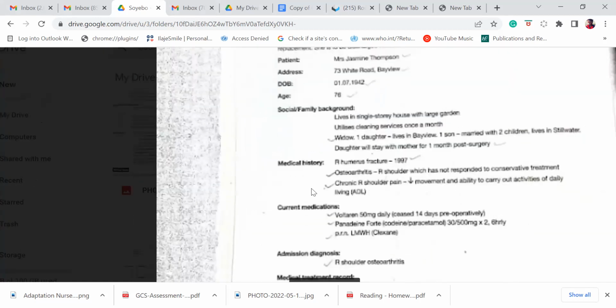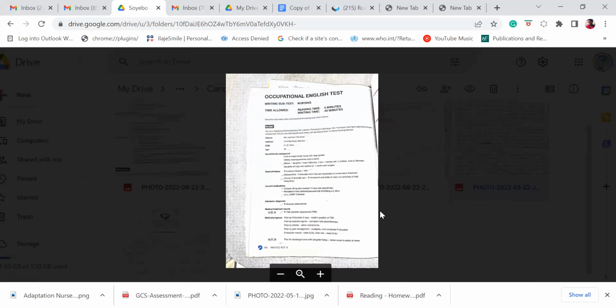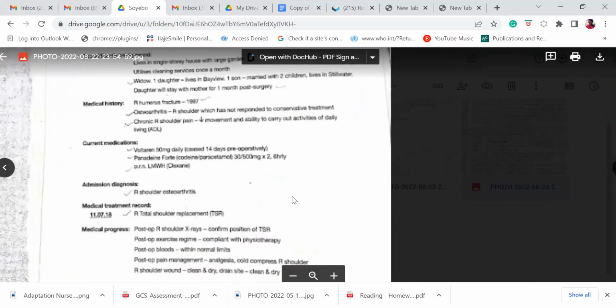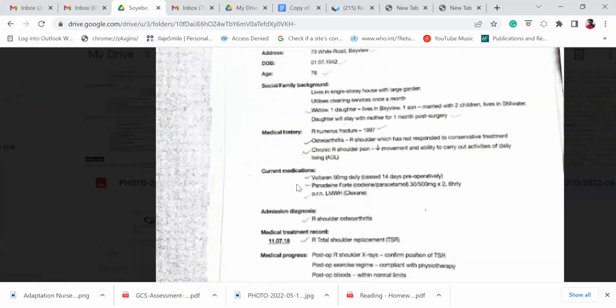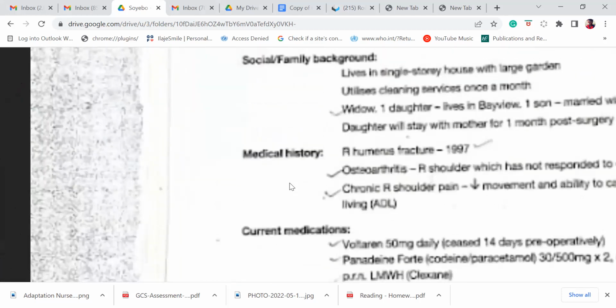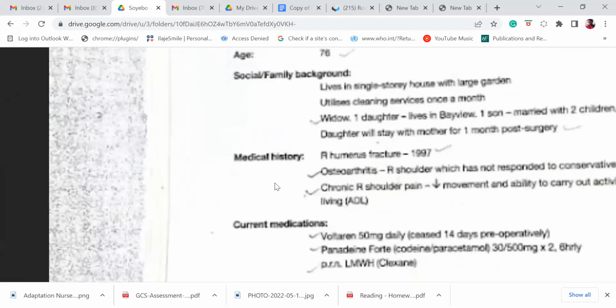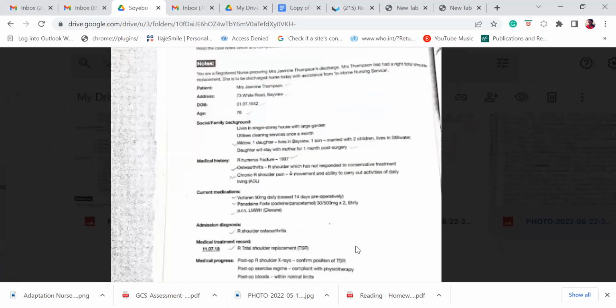Please, when you're sending your writing, make sure you send in a clear scanned copy of the case notes. Avoid being blurry like this. Okay. So that is the medical history. Let me just run through that. So going through the details of the patient is Jasmine, age, social background, current medical admission, medical treatment, medical progress. Can we see that? All right.